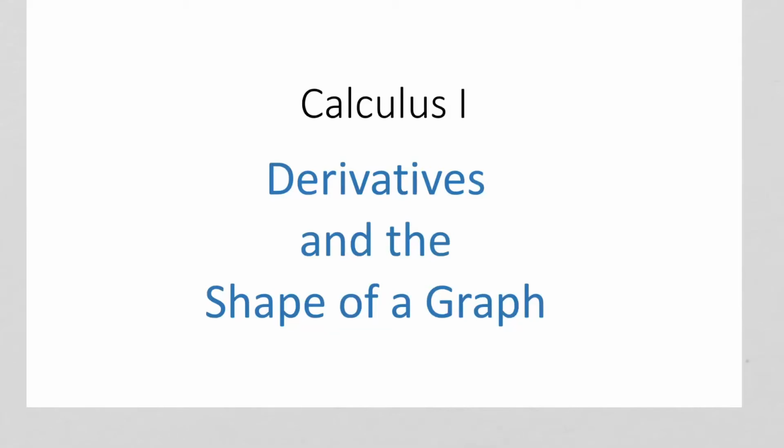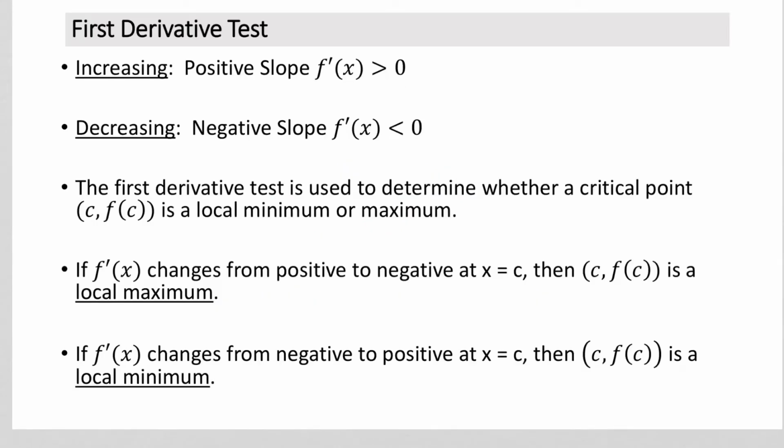Welcome to our video on using derivatives to determine the shape of a graph. So let's recall that an increasing graph will have a positive slope. So for increasing left to right, your slope is positive, so the sign of your first derivative will be positive. So that would look like this, uphill.